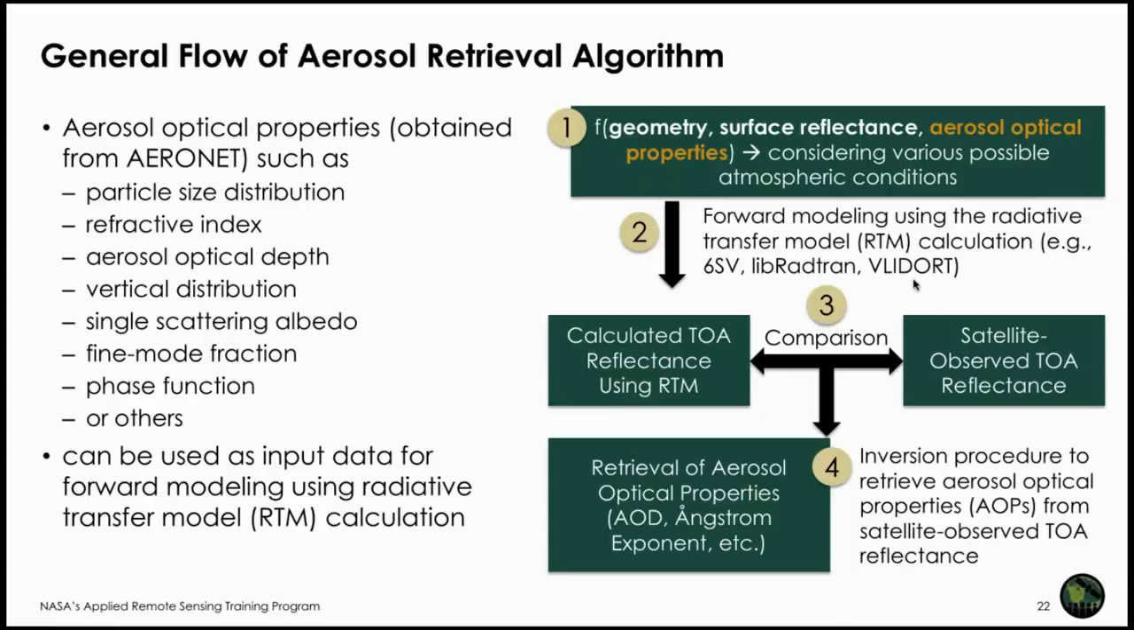This is the radiative transfer calculation program. Then we can get the calculated TOA reflectance using the RTM here. And we also have the observed TOA reflectance, top of atmosphere reflectance, from the satellite measurement. Then we can compare the two top of atmosphere reflectances. The final step is finding the best condition, which makes the least difference between them. Then we can get aerosol optical properties such as AOD.